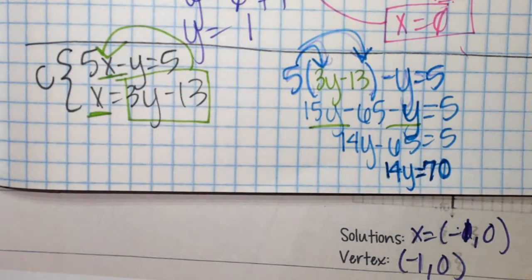All right, so 14y equals 70. Now what do I do? Divide. So what does y equal?